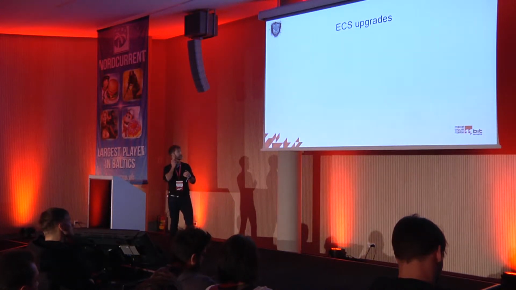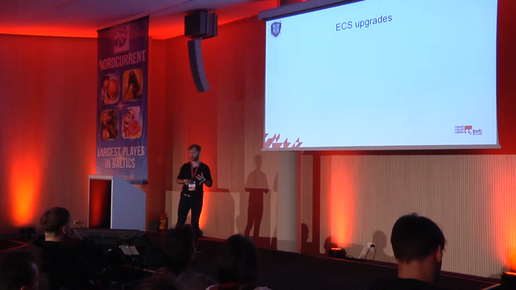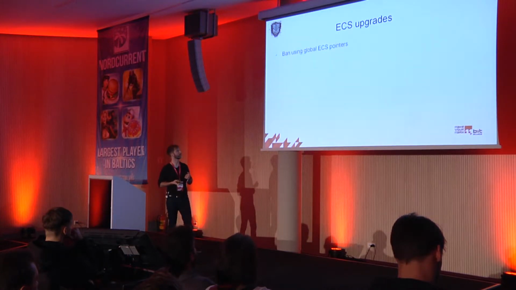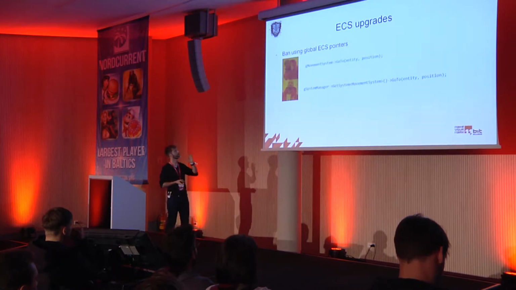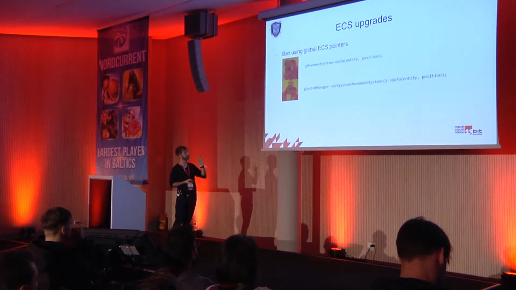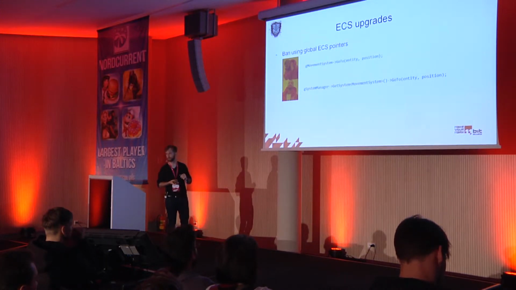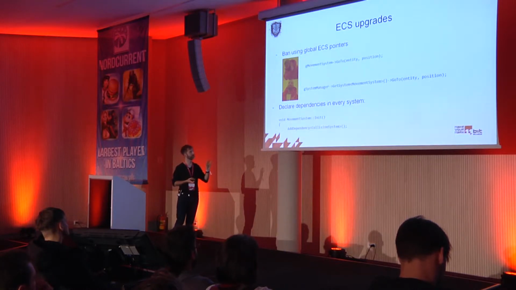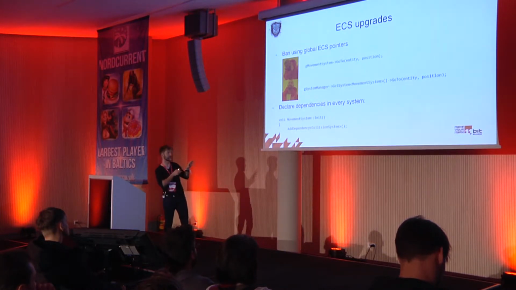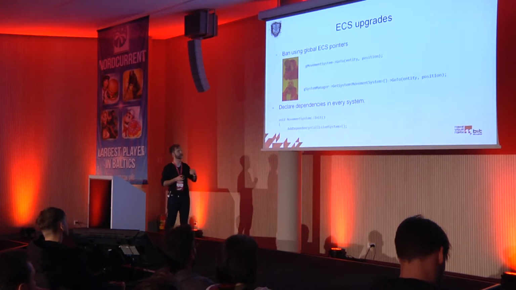So now, after we've released Frostpunk, we've come to some conclusions about how we can upgrade the system. First of all, we decided that we really should ban using all the global pointers to our entity component systems. So we don't want to use something like the first line, but something more like the second line. The second thing to update is that it will only work if we declare dependencies in every system. So for instance, if we have a movement system, somewhere during the initialization we'll just declare the dependency on the collision system.